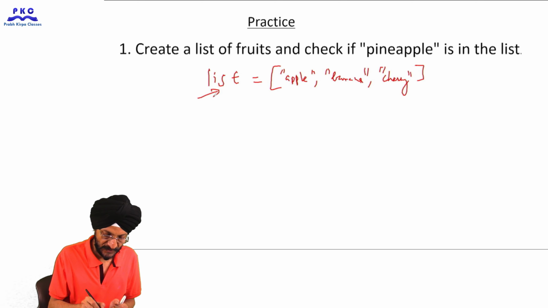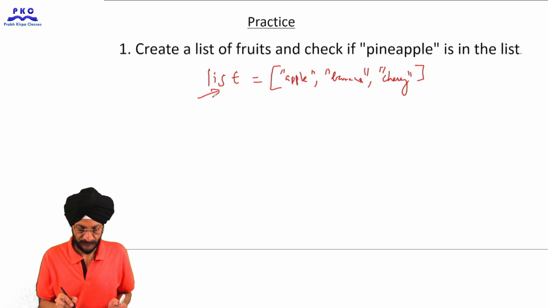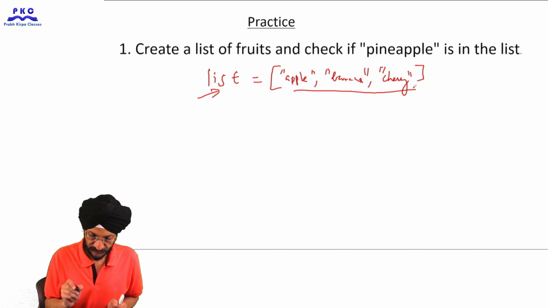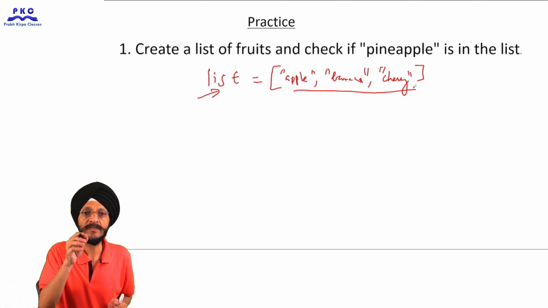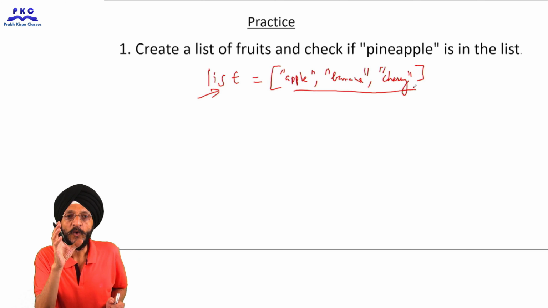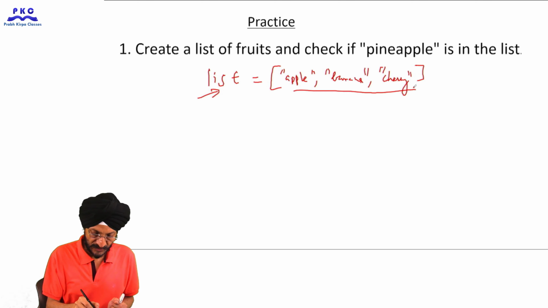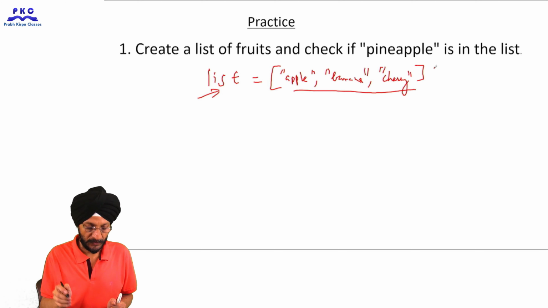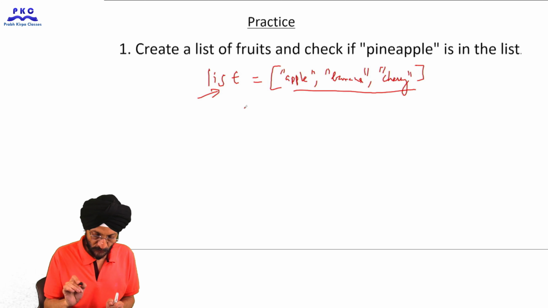This is what? This is variable. This is what? This is sequence, or this is list, because here square brackets are there. Now we will have to find out if pineapple is there in the list.